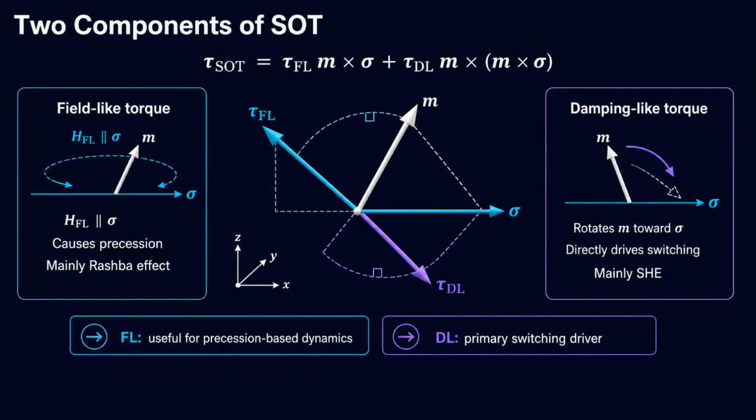SOT has two orthogonal components. The field-like torque acts as an effective magnetic field parallel to the spin polarization, causing magnetization precession. It mainly originates from the Rashba effect. The damping-like torque rotates magnetization toward the spin direction, directly driving switching. It mainly comes from the spin-Hall effect. For switching, the damping-like torque is most important.